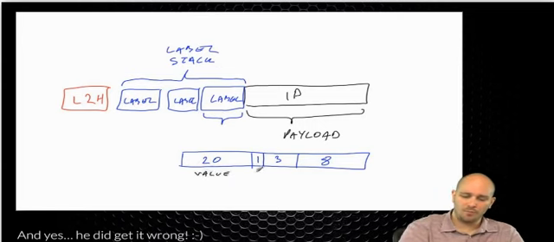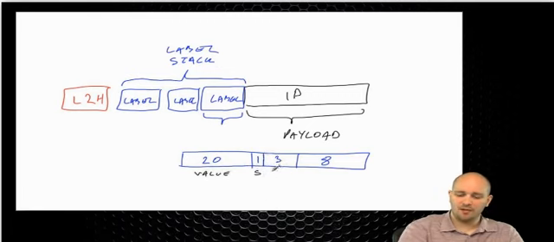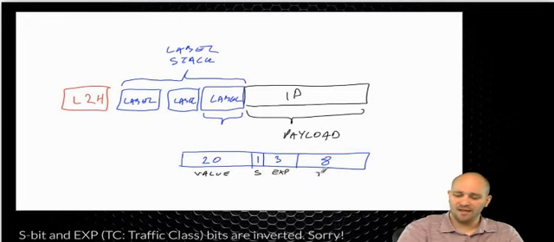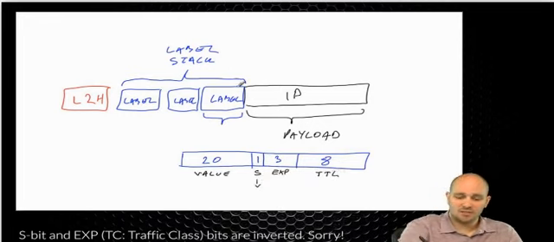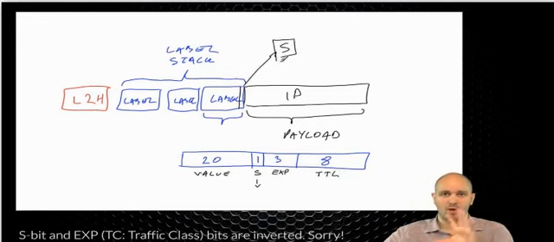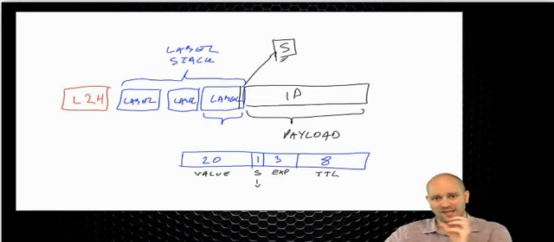We are going to have 1 bit, which is this S bit. Then we are going to have 3 bits that are experimental bits. And then we are going to have 8 bits that are time to live. Now, this S bit is always going to be set here. So this one here will have the S bit set. No matter how many labels you have on the stack, the bottommost label will have the S bit set to 1.